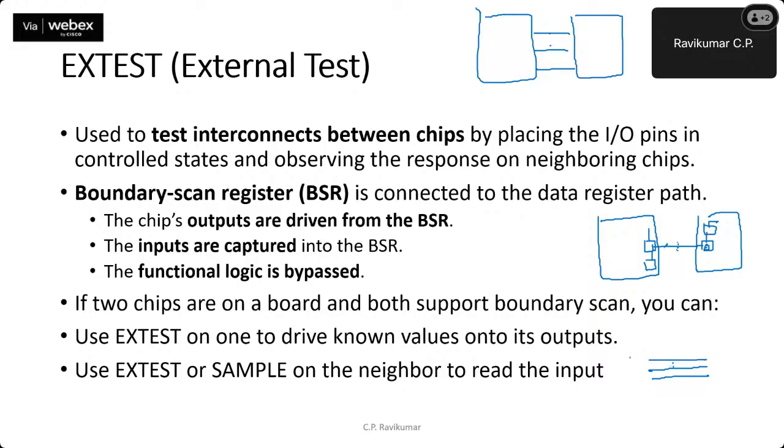So in order to test the interconnects, we may apply certain patterns. See, for example, we could start by applying 0 0 0 and check whether the 0 0 0 comes here. Then we can apply a 0 0 1 and see whether everything comes correctly. Then we can apply a 0 1 0, then apply a 0 1 1, then 1 0 0, and 1 0 1, 1 1 0, and 1 1 1. We apply 8 patterns.